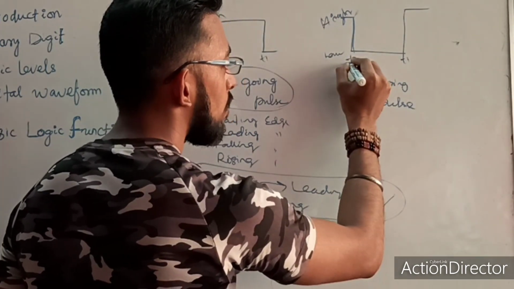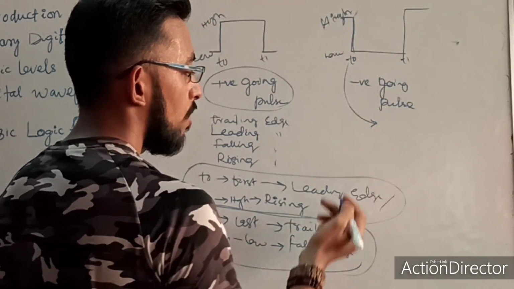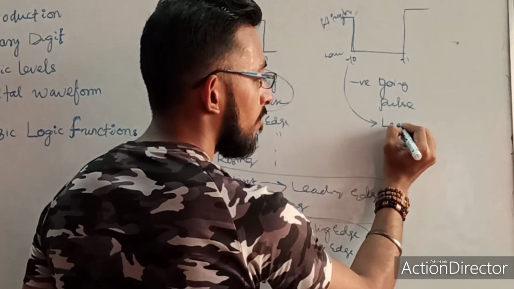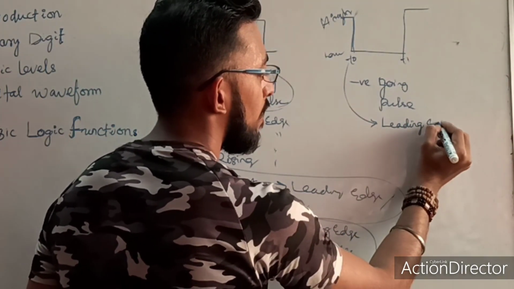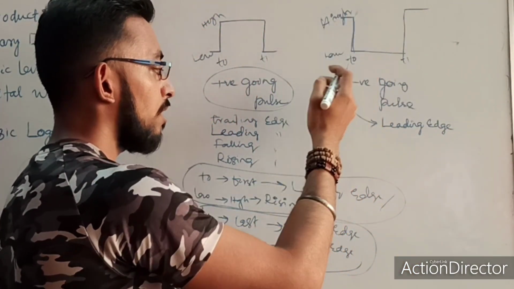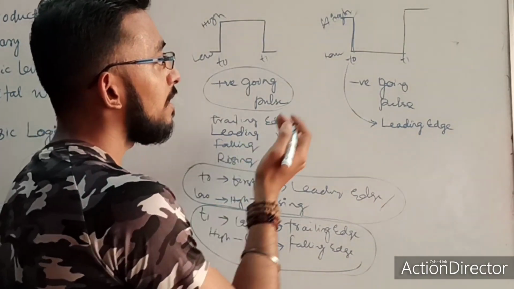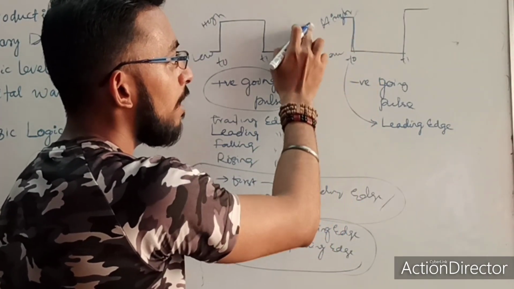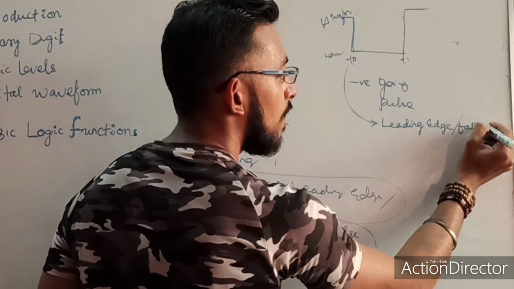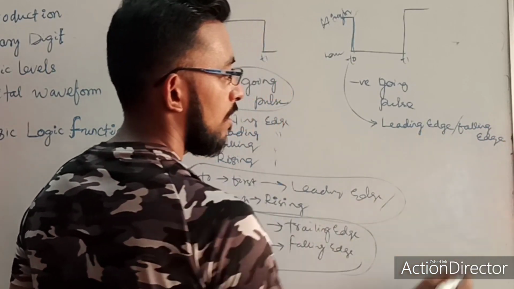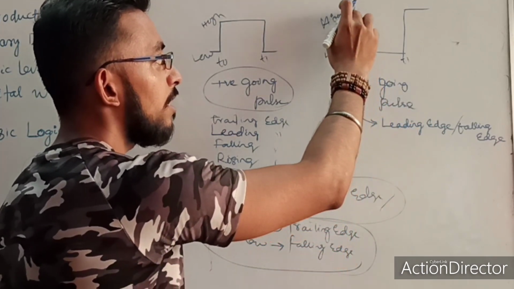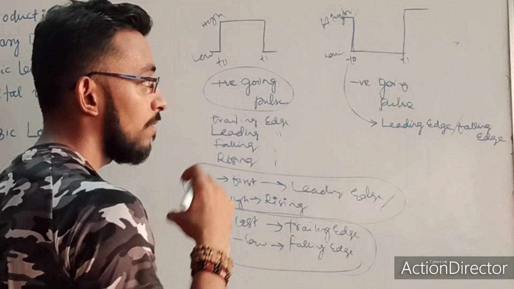Since it is coming first, this T naught edge, what will it be called? It is nothing but the leading edge because it is coming first. So is my leading edge rising or falling? Since it goes from high value to low value, it is falling. So that's my leading edge, or I can say my falling edge. Is it clear or not? It is leading because it is coming first, but it is falling from a high to a low value.